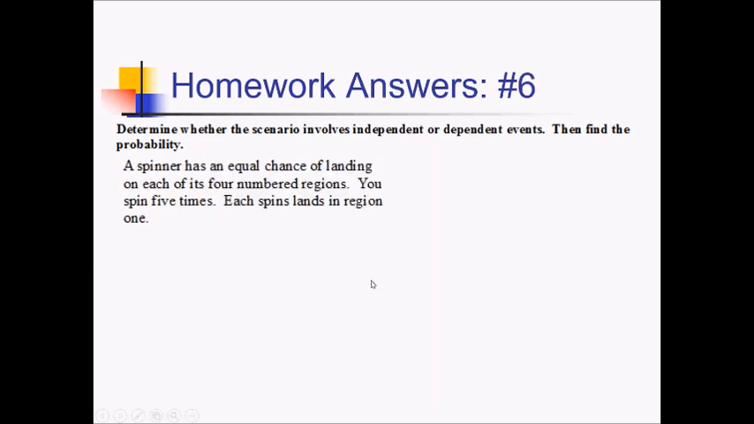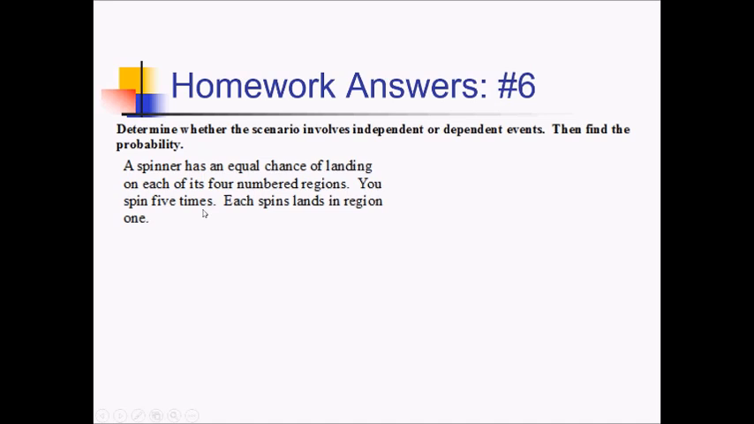On this problem, we want to know if we have an independent or dependent series of events, and then the probability. So we have a spinner with equal chances of landing on each of the 4 numbered regions, supposedly numbered 1, 2, 3, and 4, I guess, because they didn't spell that out. And we spin it 5 times. So are these independent or dependent events? Well, whatever you spin on the first time around, it's not going to affect any of your spins after that.